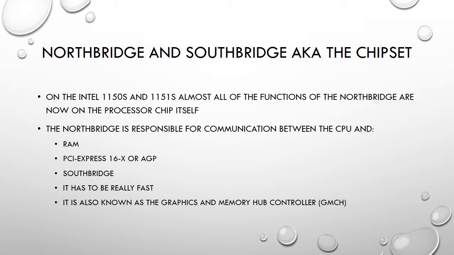So the processor doesn't go directly to the RAM. What it does is it goes to the Northbridge to the RAM. It goes from the Northbridge to the Southbridge to the hard drive, from the Northbridge to the Southbridge to the PCI Express 2X, from the Northbridge to the Southbridge to PCI slots, from the Northbridge to the AGP slot if it's an older video card, or Northbridge to the PCI 16X card if it's a newer one.